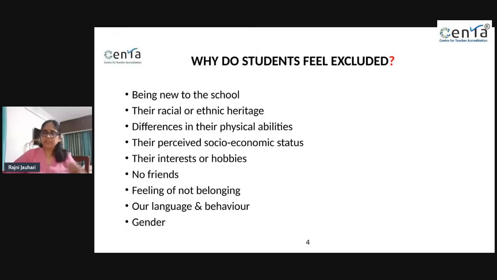So, what's the first change we would like to bring in ourselves? Now we know that these are the reasons why children feel excluded. So, what's the first thing that we can keep in mind and change in ourselves so that we at least are able to include children? Can you use the chat box to give me some responses?